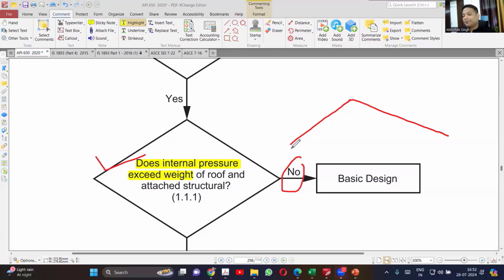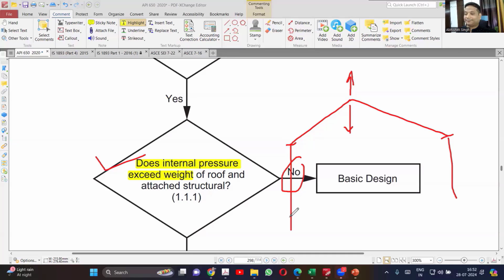Say this is my roof. Okay, this is my shell. There is an internal pressure. So internal pressure is basically creating a force in the upward direction. Weight is downward, okay? And weight is more than the pressure. So why will it experience any load in this?